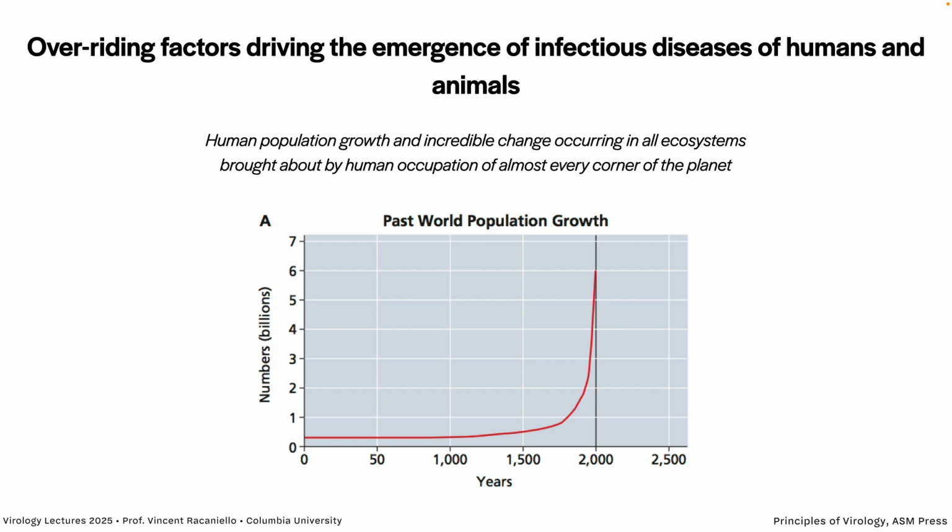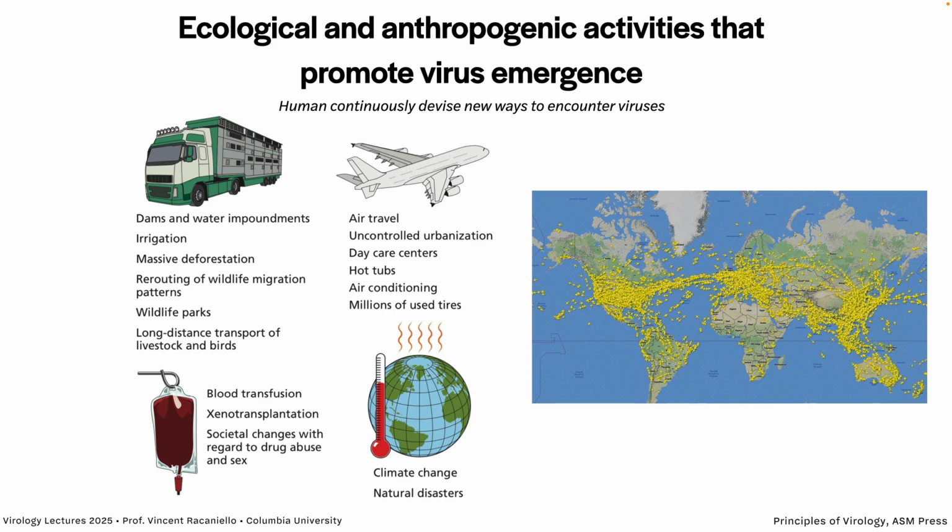It's due to anthropogenic activities. And I'm going to give you some examples of that in a bit. It's our fault, folks. If we remained as hunter-gatherers, we'd be okay. But we invade everywhere, we trash the environment, and we get viruses as a consequence. So here are some of the ecological and anthropogenic activities that promote emergence.